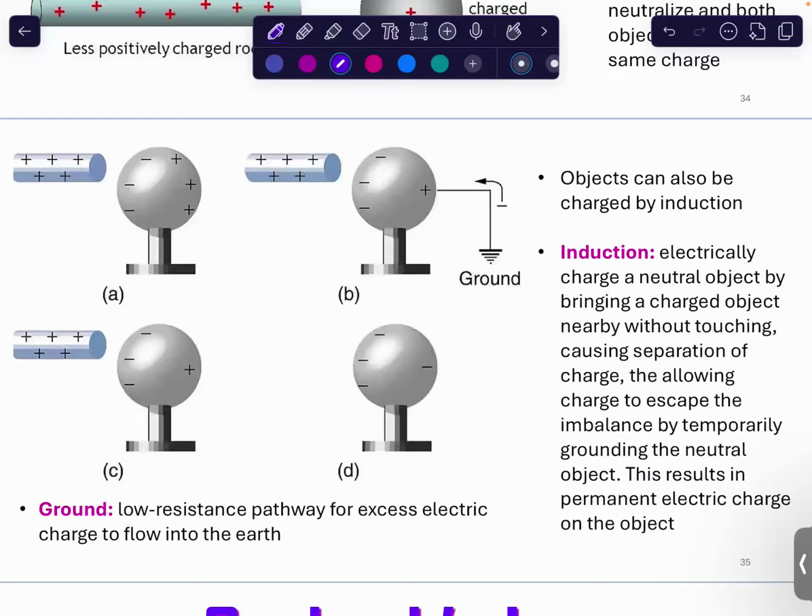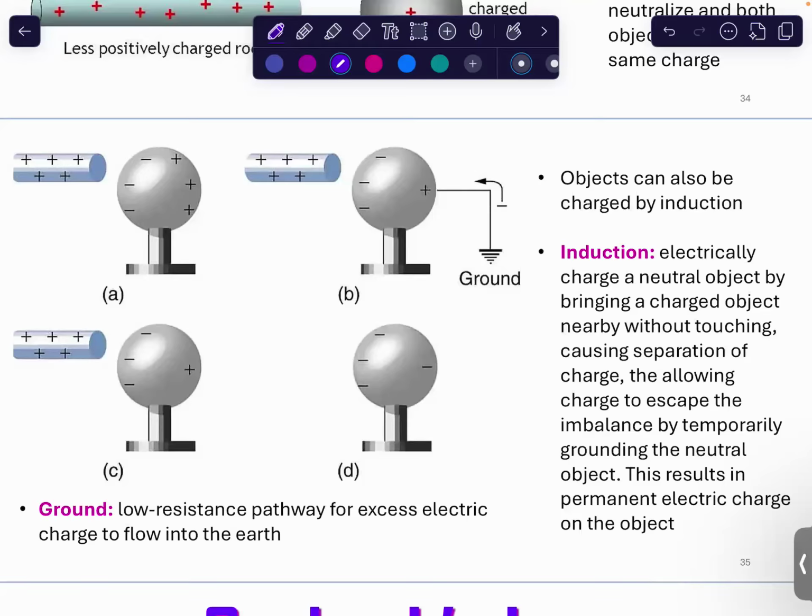So you bring the charged rod close, it polarizes the sphere. Then once you polarize the sphere, you connect it to the ground. Once you connect it to the ground, what's going to happen? What disappears from that sphere? Positive charges. So electrons came from the ground up to the sphere to neutralize some of that positive area, because the ground can only see this side of the sphere.